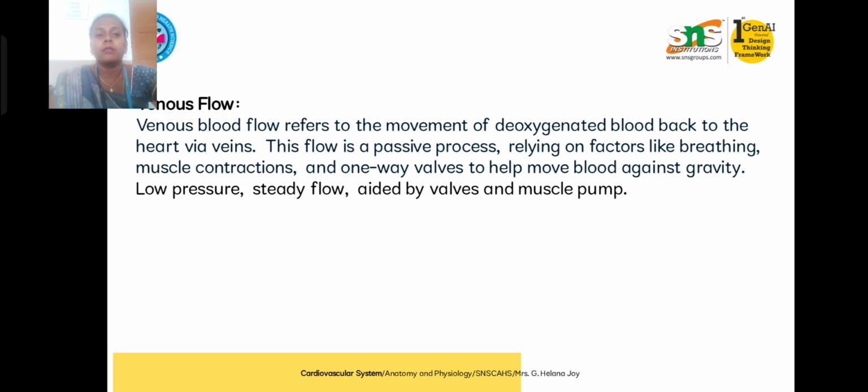And venous flow. Venous flow refers to the movement of deoxygenated blood returning to the heart through the veins. This is a passive process, and it relies on factors such as breathing, muscle contractions, and one-way valves to help move blood against gravity. Low pressure and steady flow are aided by the valves and the muscles pumping.